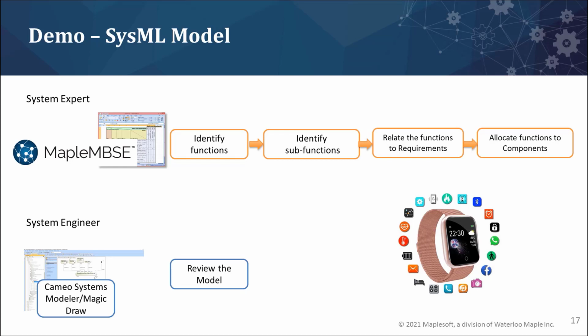So the system engineer is going to open the model in Cameo or in Magic Draw. We will see how these changes from the system experts are being reflected as SysML elements. Probably we'll make some change to the model, and the system expert can update their model in MapleMBSE to get the latest changes.